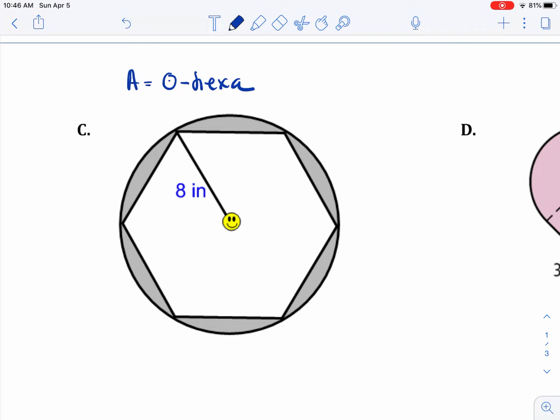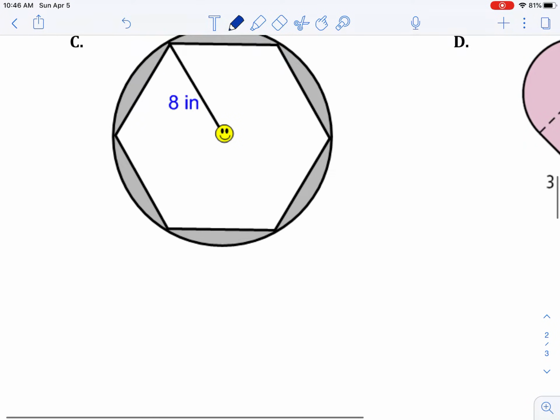Okay, so let's start with the area of the circle. Once again, I'm going to keep my answer exact until I need to put it into my calculator. Okay, so area of the circle. Oops, I forgot my little circle symbol. Not mandatory, but I like to keep track of what I'm finding the area of. Pi times the radius squared.